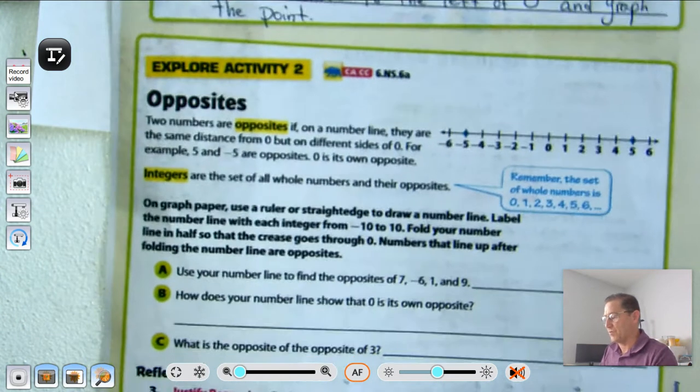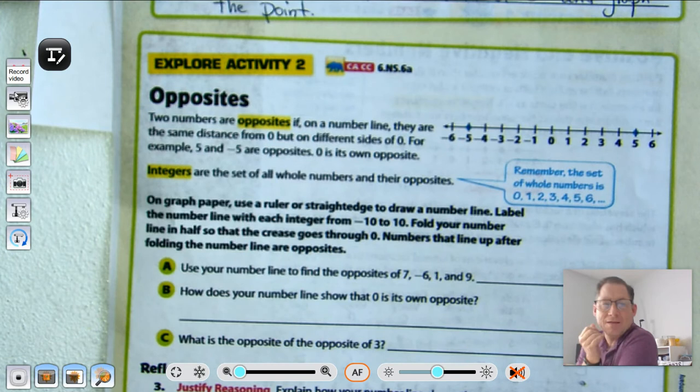All right, so opposites. Two numbers are opposites if on a number line they are the same distance from 0, but on different sides of 0. So, for example, 5 and -5 are opposites. 0 is its own opposite. So what are integers? Integers are the set of all whole numbers and their opposites. So 9 and -9 are integers. 500 and -500 are integers, and so on.